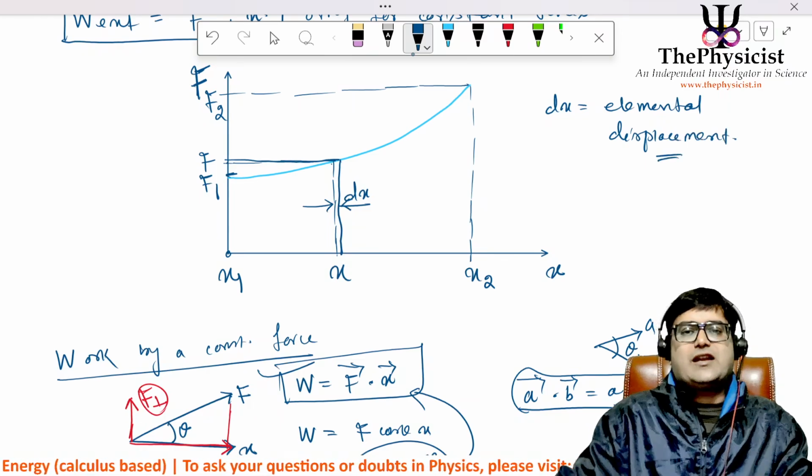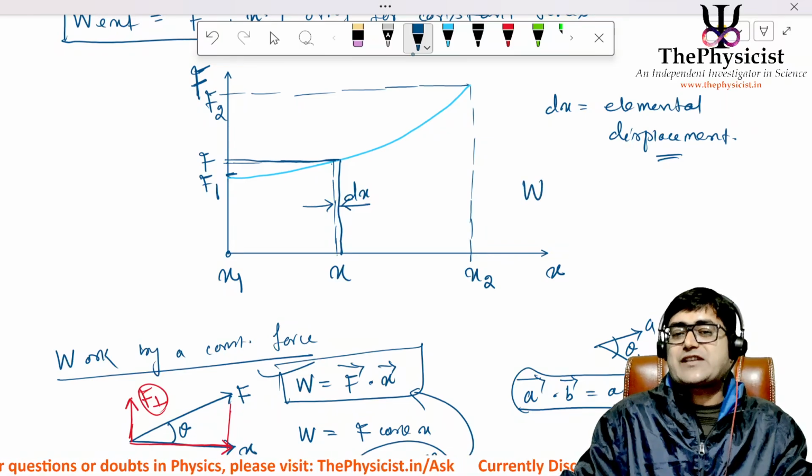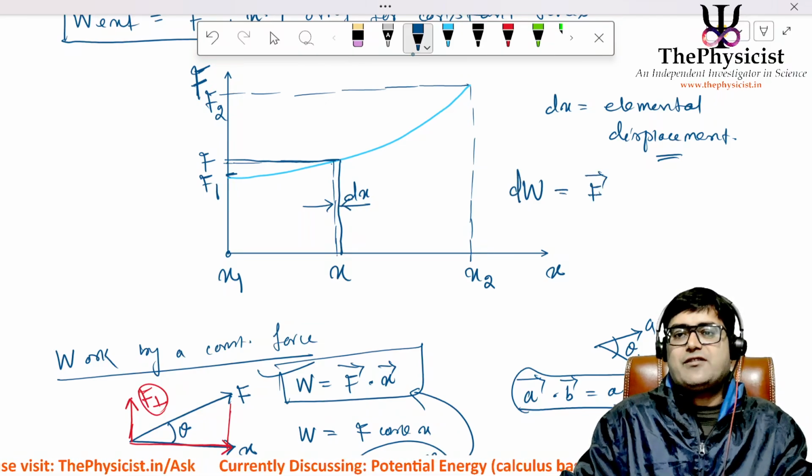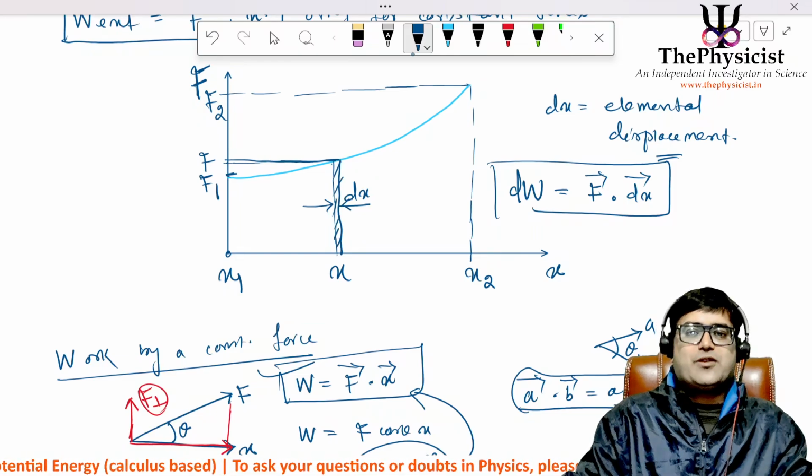Now in this case, force remains constant, so I can use the work done, but is it actually work done? No. It's elemental work done dW, that is F dot dx. Clear? So for this, I know the work dW is there.